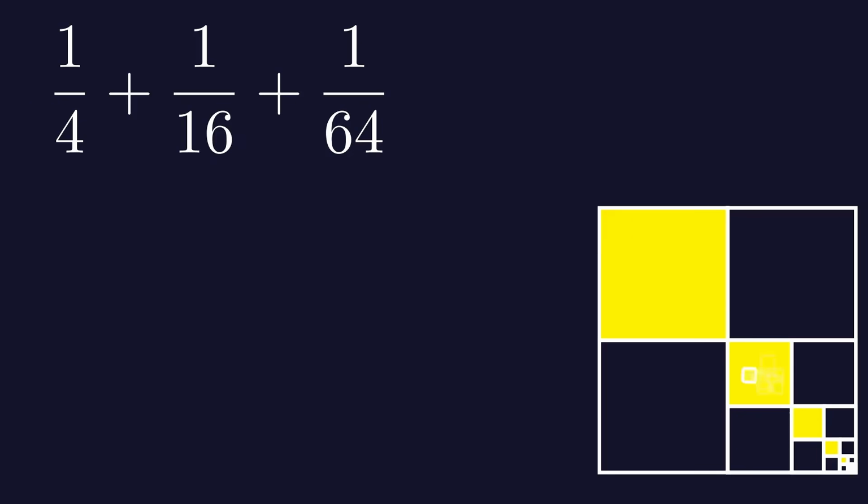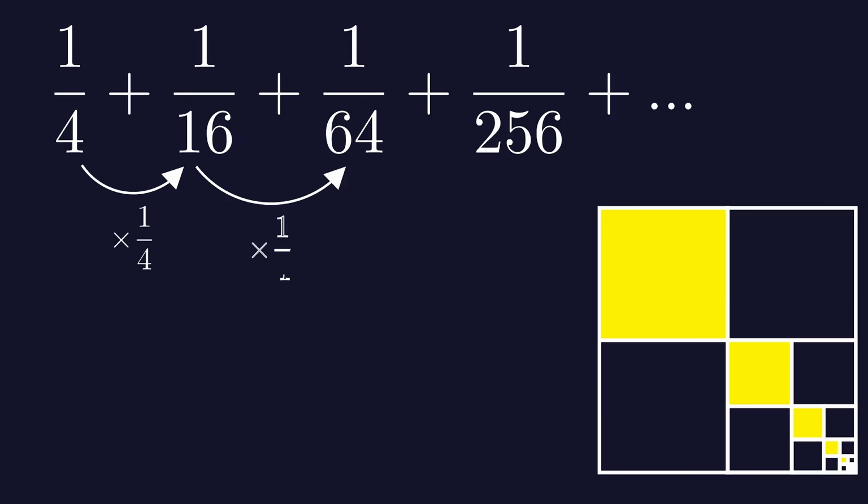The first yellow square is equal to 1/4 of the big square, the next yellow square is equal to 1/16, the next 1/64, and so on. This creates an infinite sequence where each term is 4 times smaller than the previous one. The fraction filled with yellow would just be equal to the sum of all the terms in the sequence.